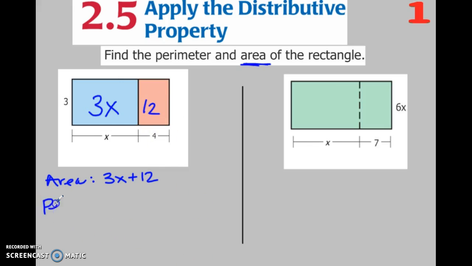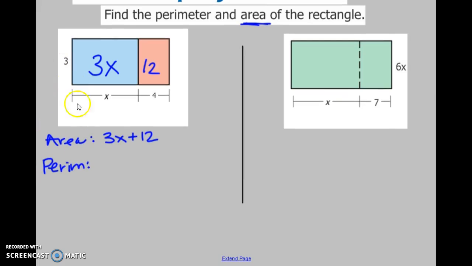Our perimeter, on the other hand, is adding up all of the sides. The perimeter means we add up all the sides. So for this rectangle, we have 3 plus x. Now we're going to do this whole one all the way around. Plus another 4. Plus this side, if the left is 3, the right is also 3. Plus the top, which is 4. Plus the other side here, which is x.